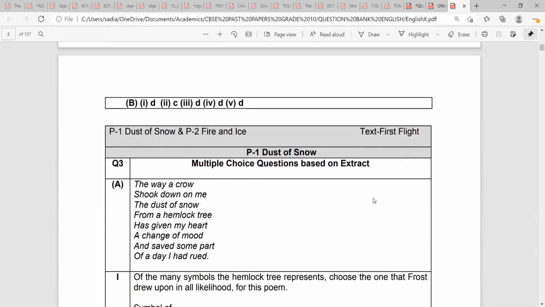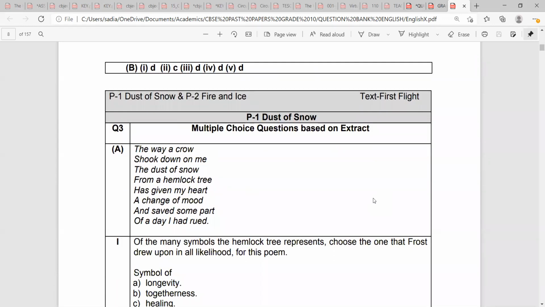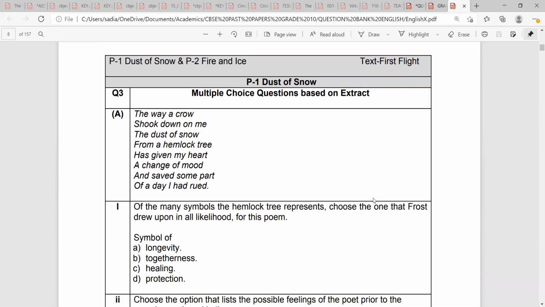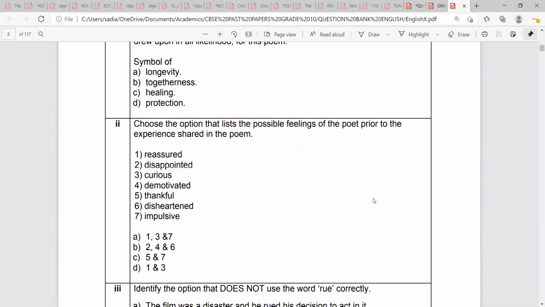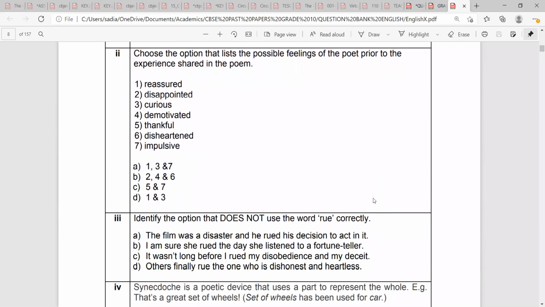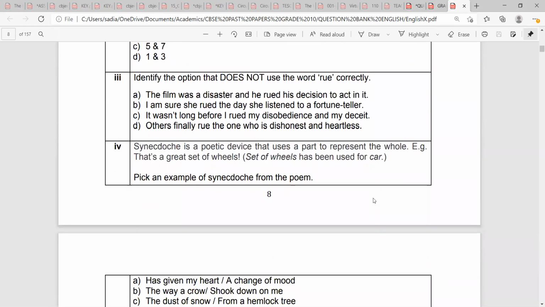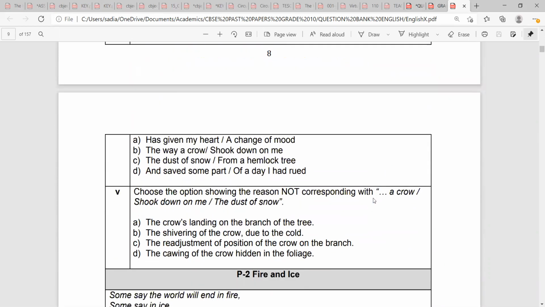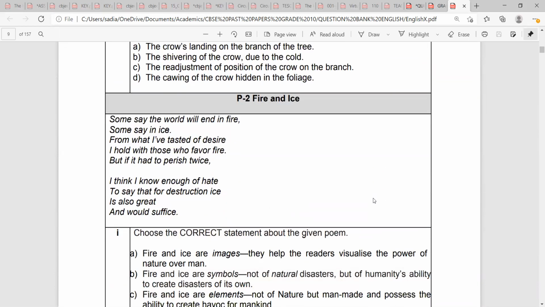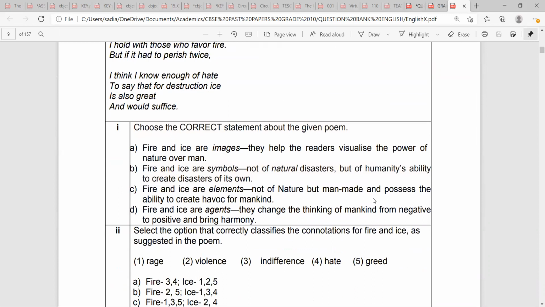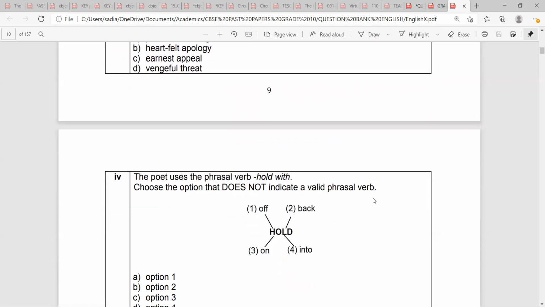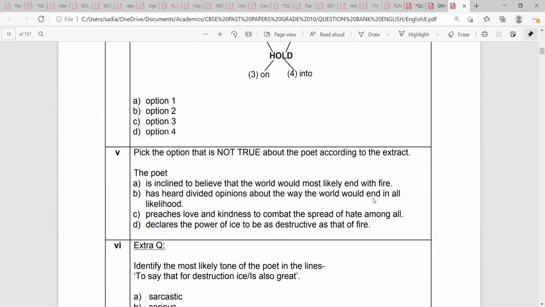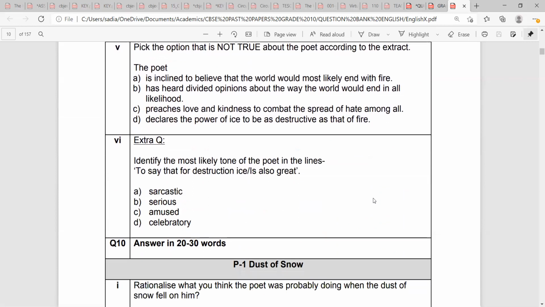Let us proceed to Dust of Snow and Fire and Ice. This is from the textbook First Flight. Read the poem. I'll proceed faster. You may pause the video and read. Fire and Ice, Poem 2. You have your questions. Extra questions.